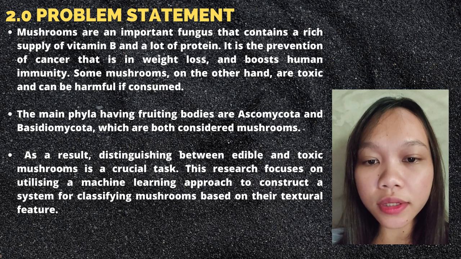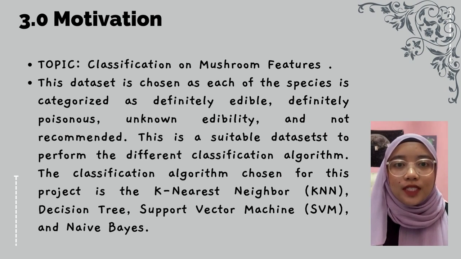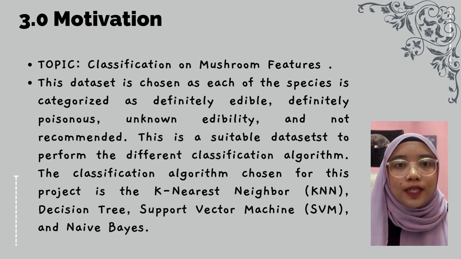This research focuses on utilizing a machine learning approach to construct a system for classifying mushrooms based on their features. Motivation: classification on mushroom features was chosen as the research topic in the studies. This dataset is chosen as each of the species is categorized as definitely edible, definitely poisonous, or of unknown edibility and not recommended. This is a suitable dataset to perform the different classification algorithms.